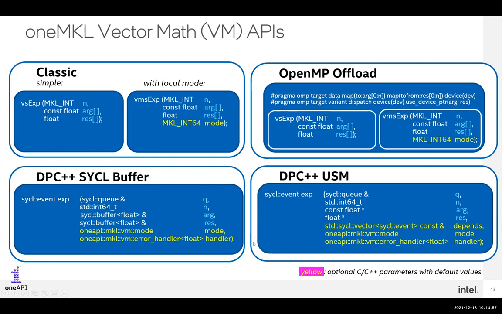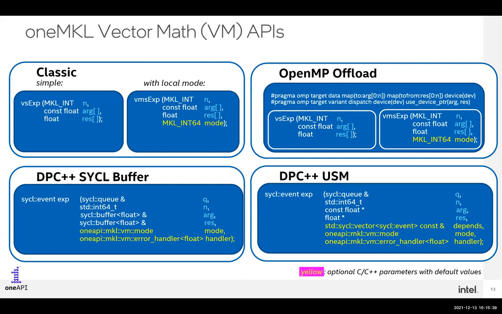The classic MKL API is in the top left corner. It requires specifying the input vector, the output vector, their size, and an optional mode parameter, which can indicate, for example, the required accuracy of the function. The OpenMP offload case, shown in the top right corner of the slide, is identical, but in this case, two pragma directives shown here at the top, pragma omp target data map and target variant dispatch device are used.